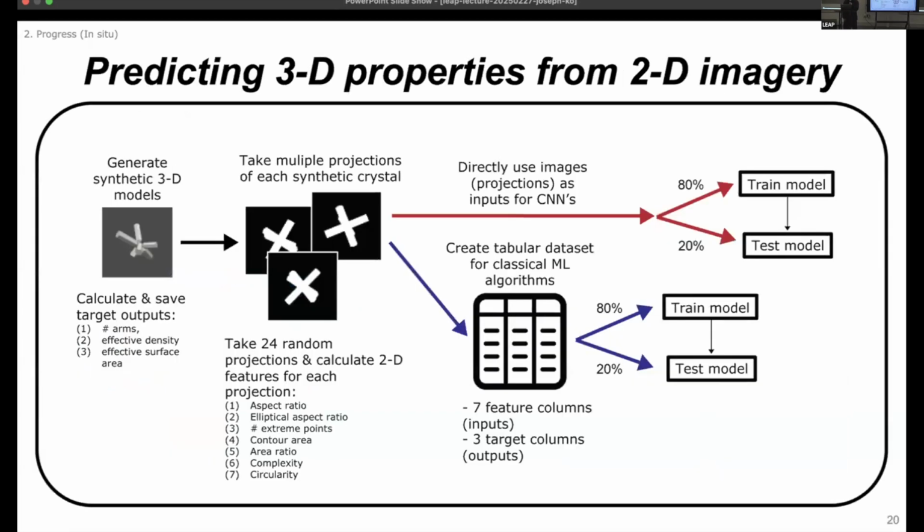This is what this framework looks like. You generate a bunch of synthetic data, you take snapshots of this data, you know the ground truth of the properties that you want to predict, like mass, surface area, the number of spikes, and you can either directly use the images as input using something like a convolutional neural network, or you can do feature extraction and use more traditional ML methods like random forest or even linear regression, right?